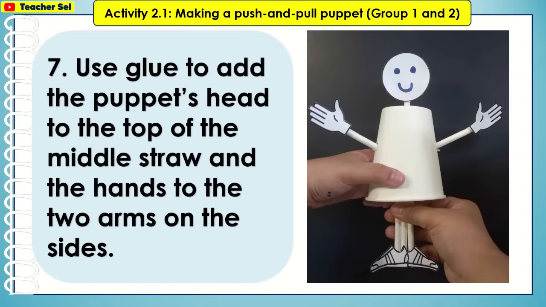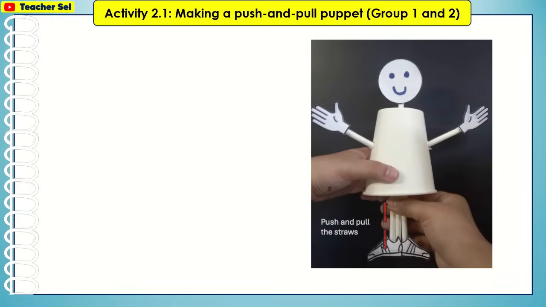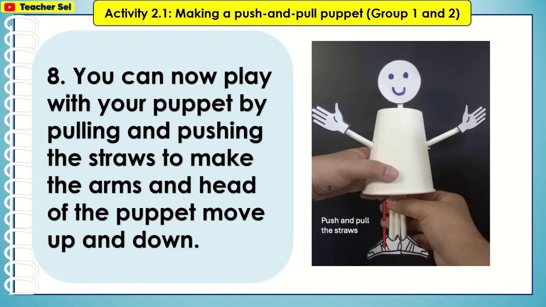Use glue to add the puppet's head to the top of the middle straw and the hands to the two arms on the sides. You can now play with your puppet by pulling and pushing the straws to make the arms and head of the puppet move up and down.